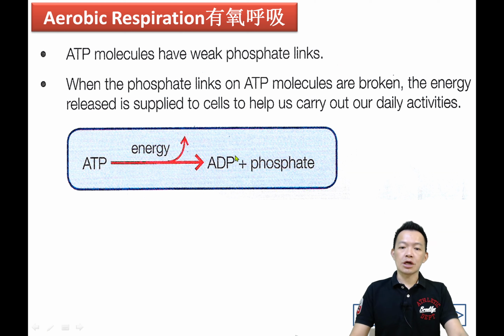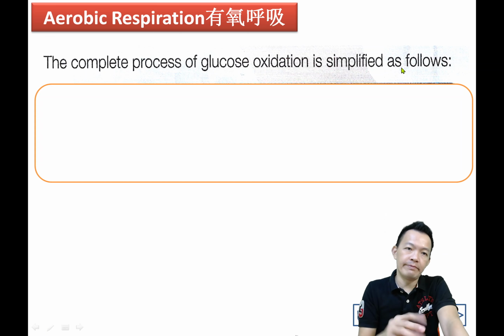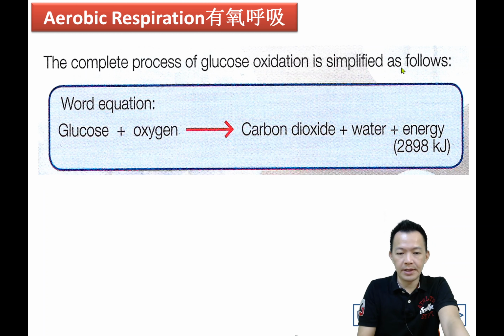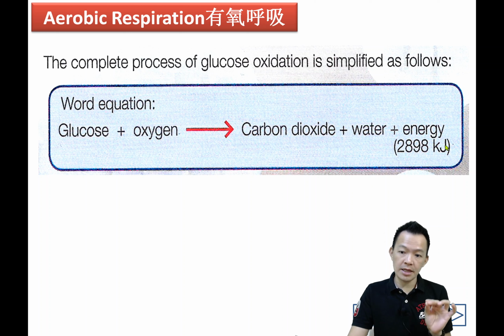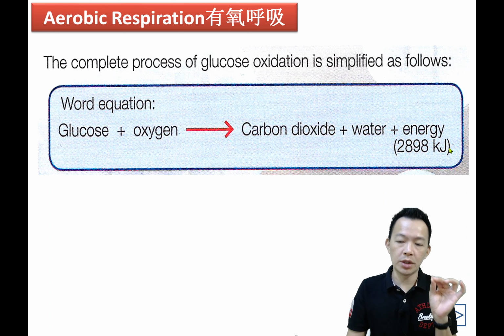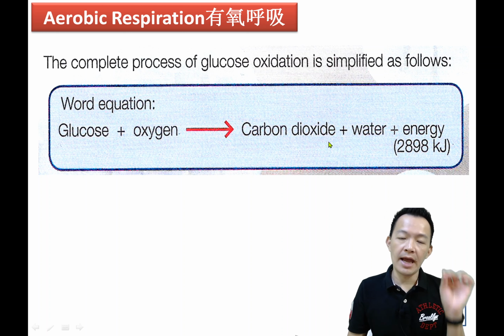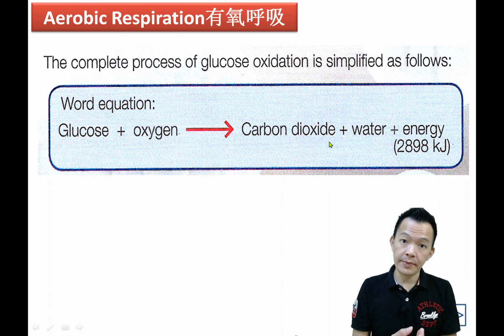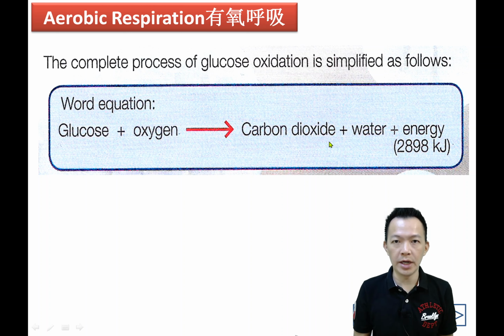Okay? So the complete process of the glucose oxidation is simplified as follows. 整个过程就是这样子了。那边总的来讲呢，不要乱写化学反应的情况之下，就是这样子。So glucose reacts together with oxygen to produce carbon dioxide plus water plus energy. And the energy produced will be 2,898 kilojoule. It's quite a lot, you know，很多了 per mole，就没有错是 per mole. Okay, so this is the aerobic respiration 有氧呼吸，用氧气燃烧食物，产生 ATP，而且产生很多 ATP.